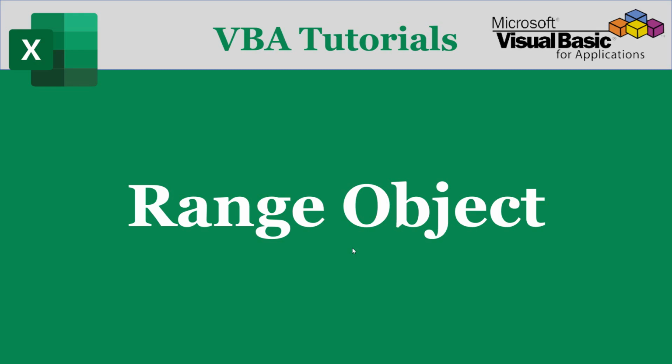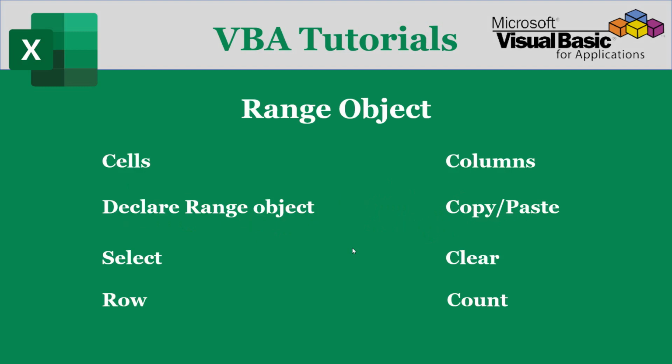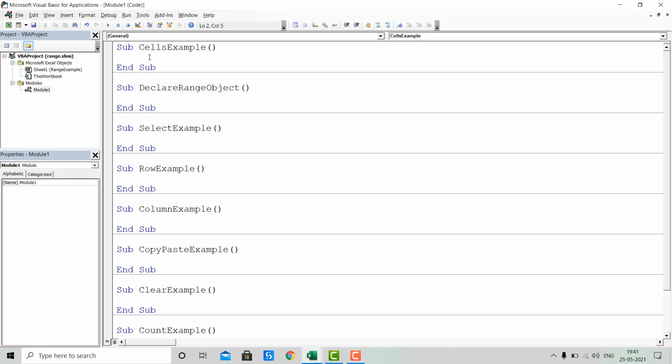So let's first go through all the properties or methods which we are going to cover. Those properties are cells, declare range object, select, rows, columns, copy paste, clear and count. These 8 properties we are going to cover. So let's get started without wasting any time. Our first property is cells. We'll continue with the cells first.